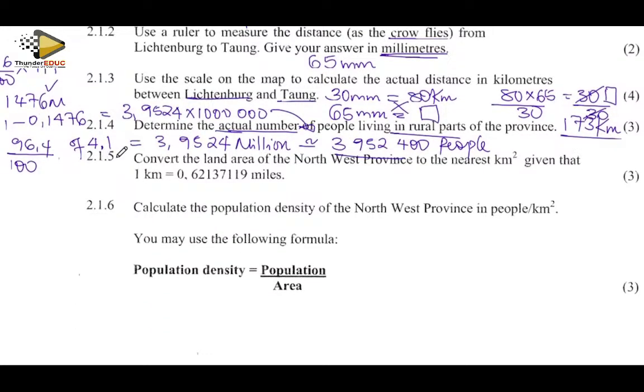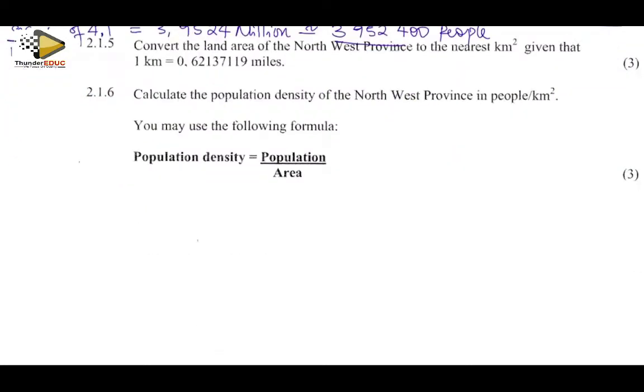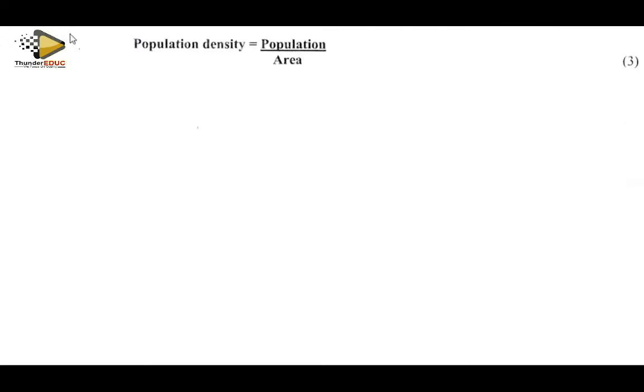Okay, 2.1.5. Convert the land area of the Northwest Province to the nearest kilometer squared, given that 1 kilometer equals 0.62137119 miles. What you're going to do for me, you ask yourself, let me do it down here, 2.1.5. We are determining the area, which is already in square miles.